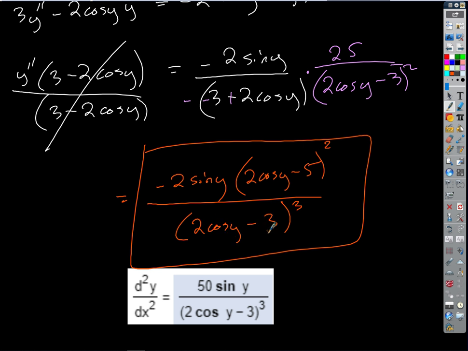What else are we left with then? We're left with negative 2, but negative over negative, those cancel, right? So I get positive 2 sine y times 25 is just positive 50 sine y, right?